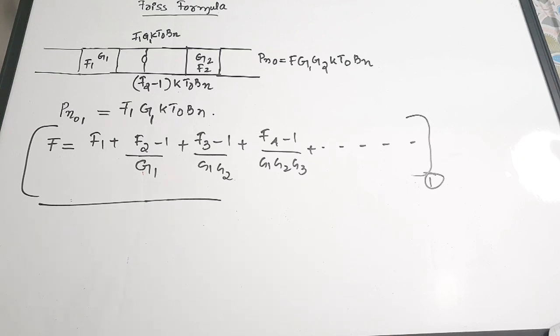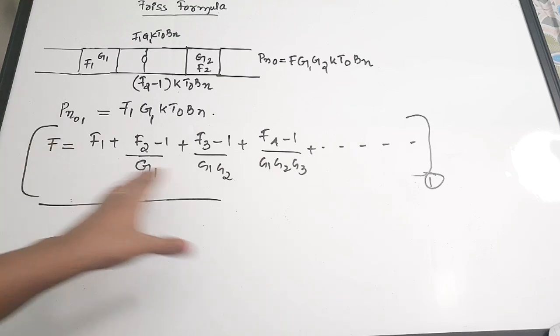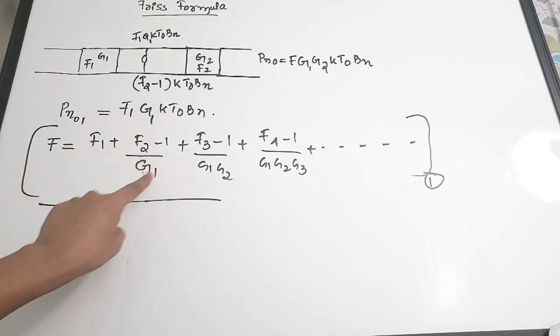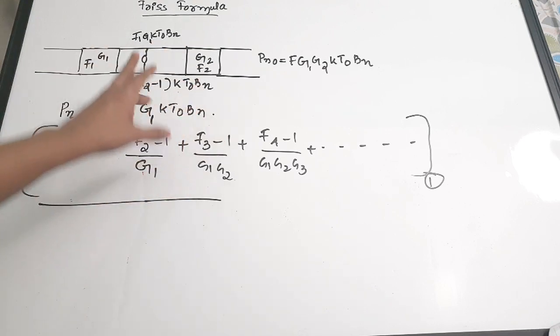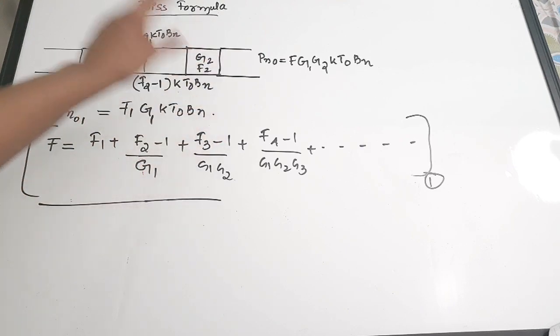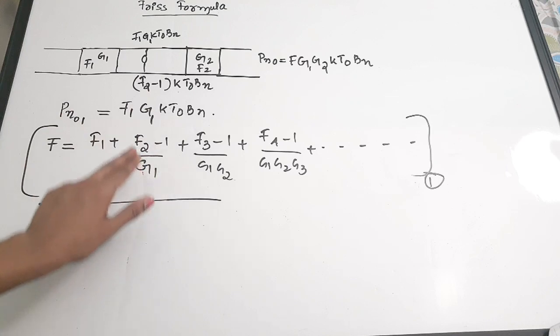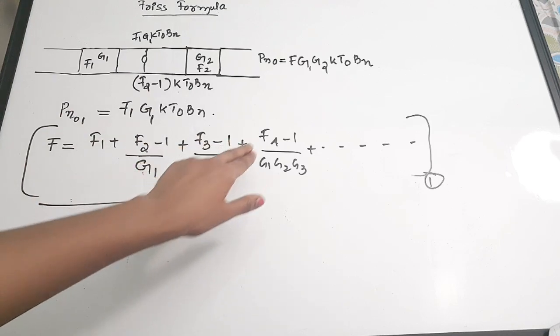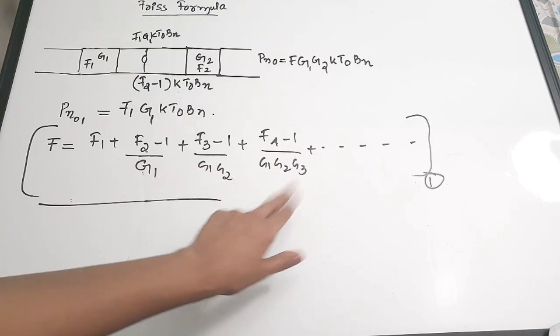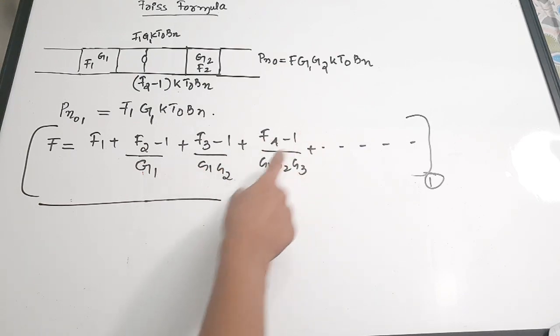Anyway, if you are interested in finding the noise factor of a total cascaded connection, then you have to follow this formula, which is called the Friss formula. F1 plus (F2 minus 1) by G1. That is, whenever you are taking the noise factor of a particular stage, that term minus 1 is divided by the previous stage's gain. So here (F2 minus 1) by G1, (F3 minus 1) by G1 G2. As it is going on, you have to take the products of gain in the denominator. Then (F4 minus 1) by G1 G2 G3, likewise it will go on. So this is the equation called Friss formula.